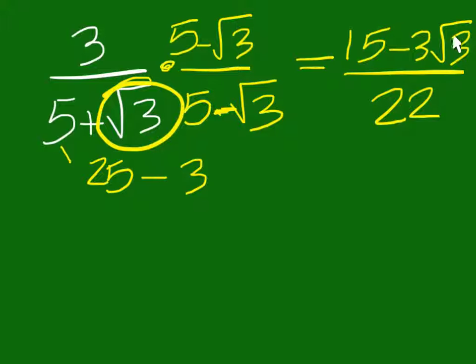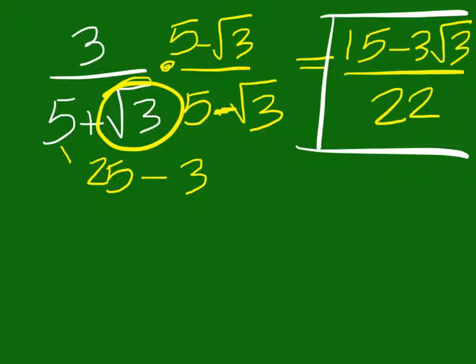Now do your checks. Can I break up the square root of 3? 15, 3, and 22. Is there any number that comes out of all three of those? No, you can't. So if that's the case, then you're finished.